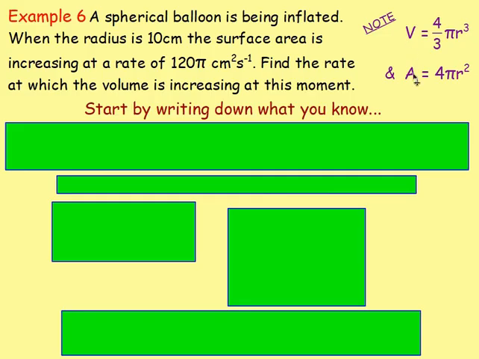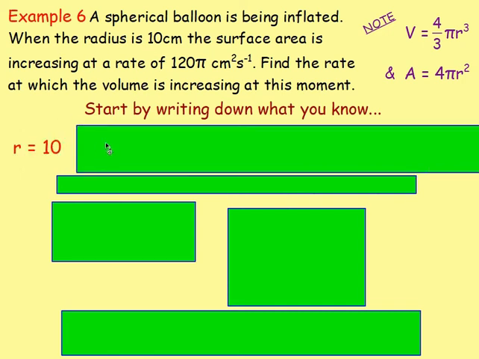Well, obviously we know the volume and we know the surface area formulas. But what else do we know? Well, the spherical balloon is being inflated. Great. And we know when the radius is 10 centimetres, the surface area is increasing at a rate of 120 pi squared centimetres per second. So from that sentence, it says the radius is 10 centimetres. So write that down. Just go through it and pick out what you know.